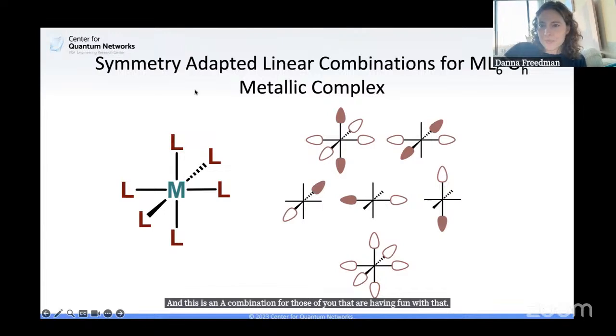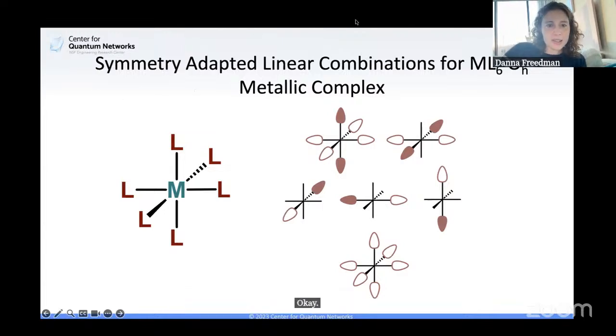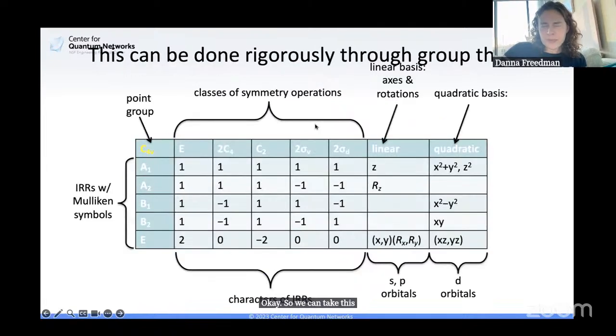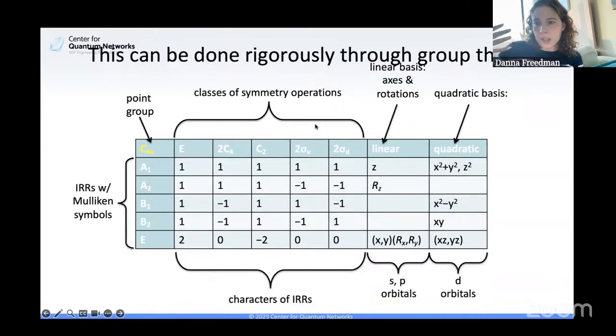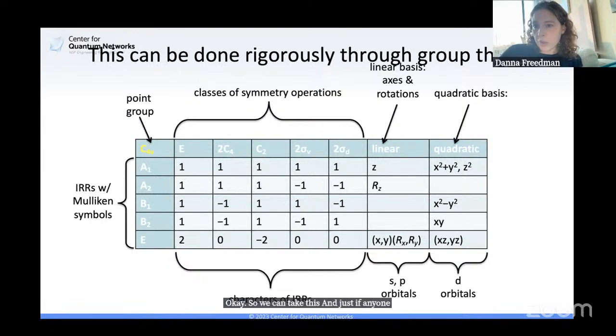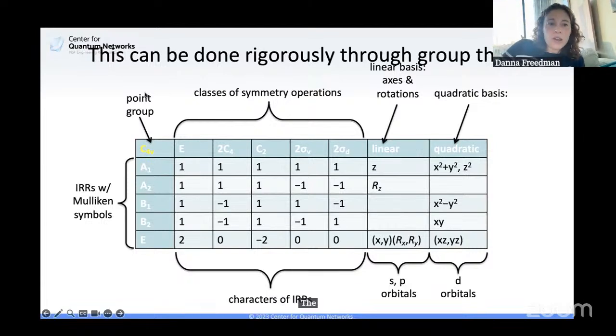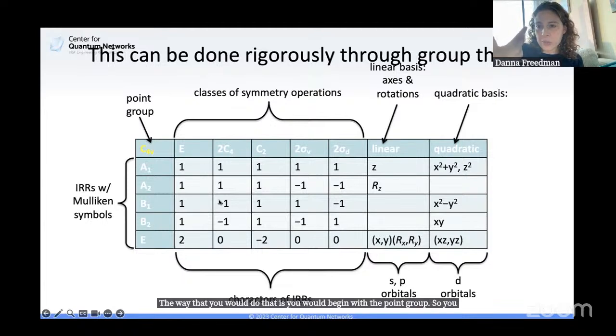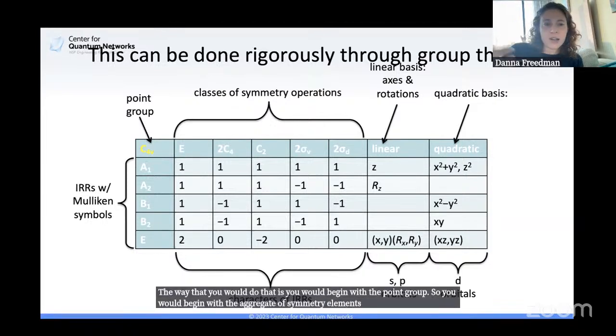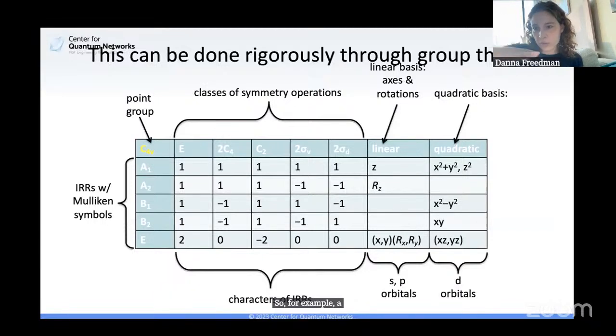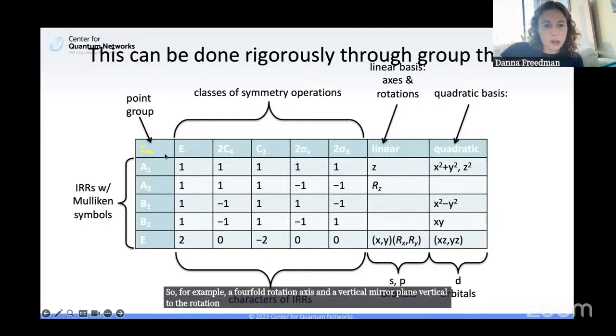Okay, so we can take this, and if anyone is interested in the group theory methodology that gets you the true symmetry adapted linear combinations of orbitals, the way that you would do that is you would begin with the point group. So you would begin with the aggregate of symmetry elements as classified, for example, a fourfold rotation axis and a vertical mirror plane, vertical to the rotation axis of the molecule.